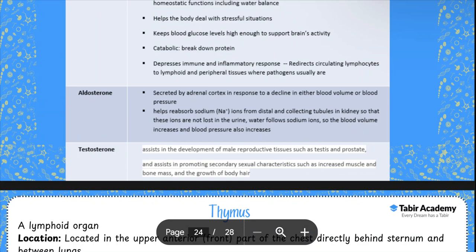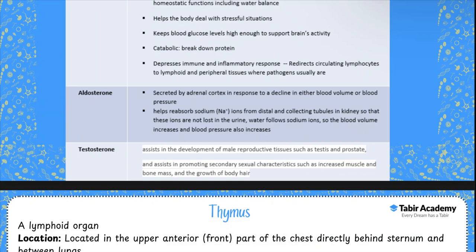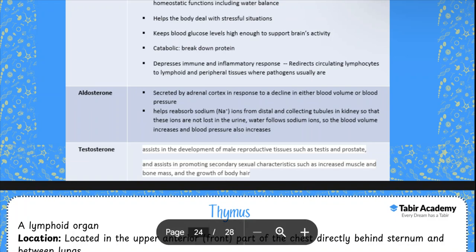And lastly, you have testosterone, which assists in the development of male reproductive tissues such as testes and prostate, and also assists in promoting secondary sexual characters such as increased muscle and bone mass and the growth of body hair.